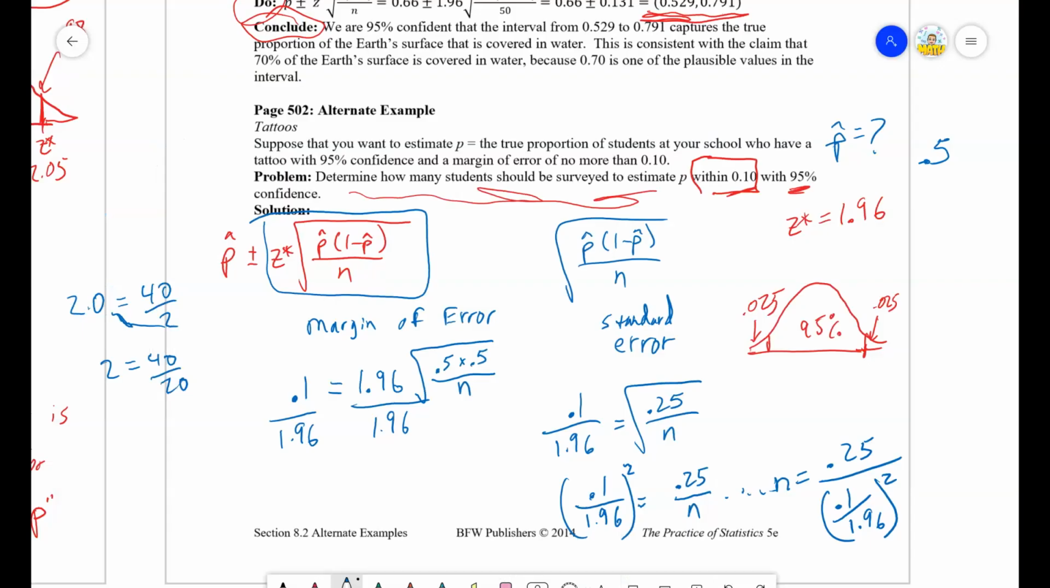Well, guess what? We're going to have to round that up, okay? We would need 97, because if I make this answer for n be 96 instead of 96.04, then it's going to compromise that value of 0.1. 0.1 is going to have to be a little bit bigger than what we want it to be. And we're okay with the margin of error being a little bit smaller, but we don't want it to be bigger, right? We don't want to compromise or make that sacrifice, okay? So just an exercise in algebra there in that situation to find sample size.